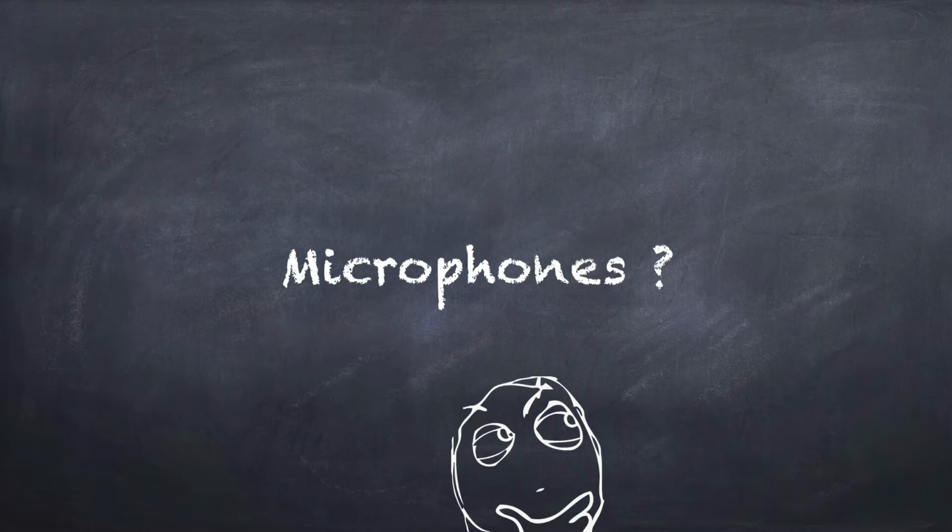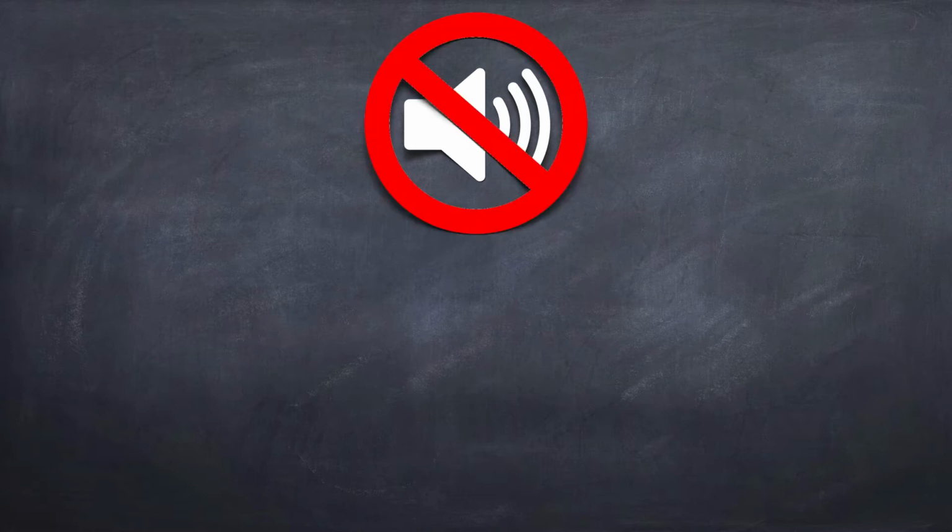Before understanding what microphones do, we need to remember what sound is. Sound is a mechanical wave which spreads generally through the air, but can also go through any other material. The only place where sound cannot exist is the void.